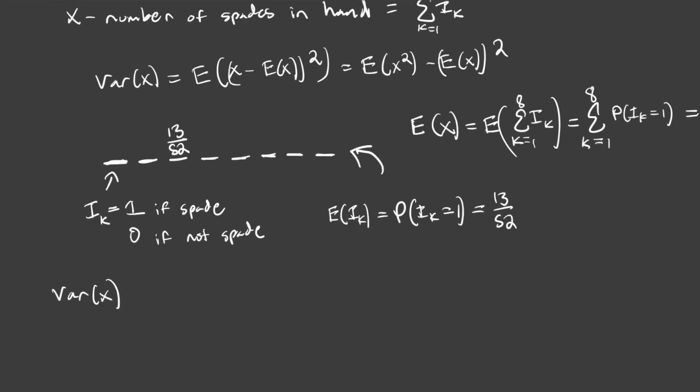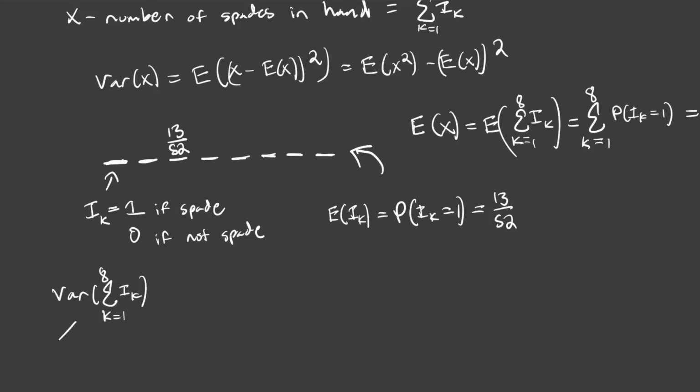It's not going to be so simple because we have these squared terms up here, and squaring a sum is going to be a little bit more complicated. We're still going to use our indicators and it's going to make it a lot easier. So now I'm taking the variance of the sum, using my indicators, the variance of the sum from k equals 1 to 8 of I_k.